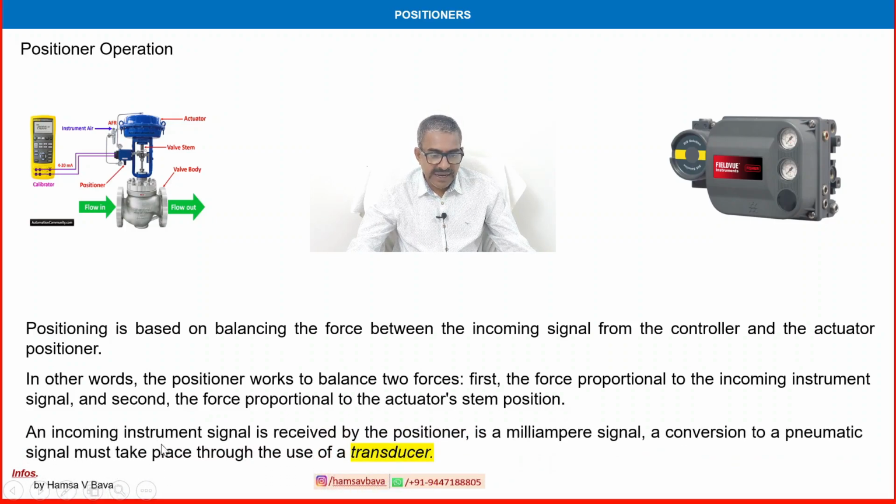An incoming instrument signal is received by the positioner as a milliampere signal. A conversion to a pneumatic signal must take place through the use of a transducer, as I told you in the previous slide, the importance of the transducer. The electronic signal is received from the controller, and the actuator system is pneumatic, so we need an I2P converter. That is called a transducer, to convert the electronic signal 4 to 20 milliamps to 3 to 15 psi before sending to the actuator.